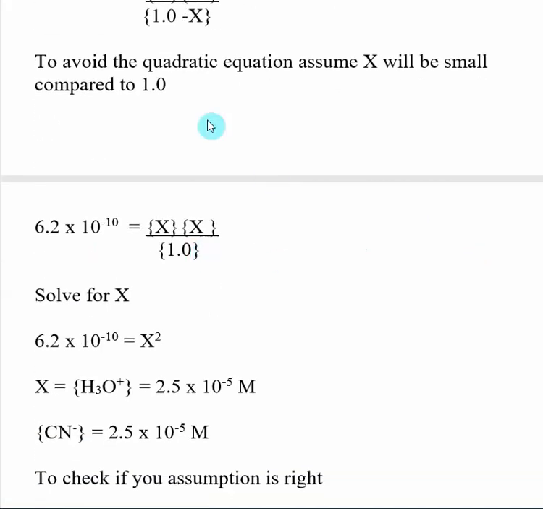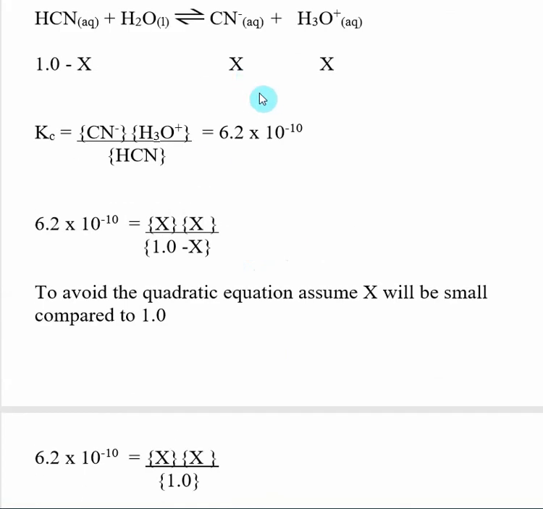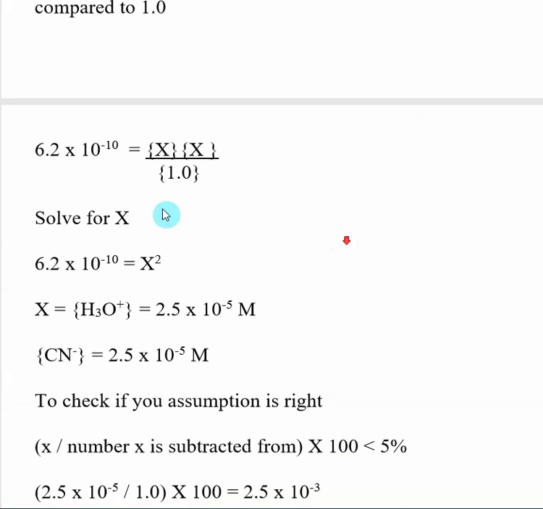So once I assume X is small, I can get rid of that, and then I can solve for X relatively easily. I then multiply both sides by 1.0, I combine the two X's together to get X squared, and then I solve for X. And then remember, in our original equation, we said that X is going to be equal to the concentration of CN minus and the concentration of H3O plus. So once I find X, I then know that that's going to be equal to the concentration of H3O plus and the concentration of CN minus.